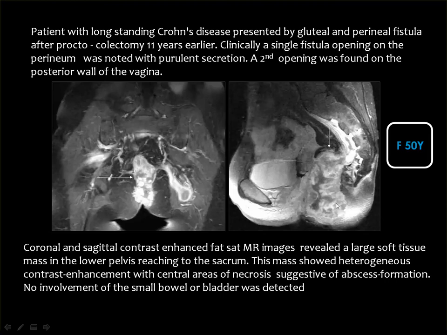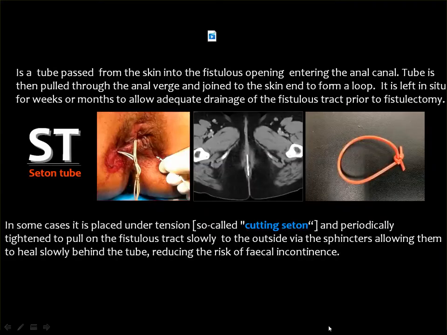And this is another example of a patient with long-standing Crohn's disease. She has got a mass along the course of the fistula, and the mass is heterogeneously enhanced, and it proved to be malignant. Then this is the seton tube I have mentioned before, and this tube is a rubber tube, and it contains the lumen.